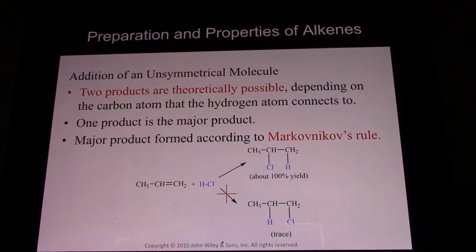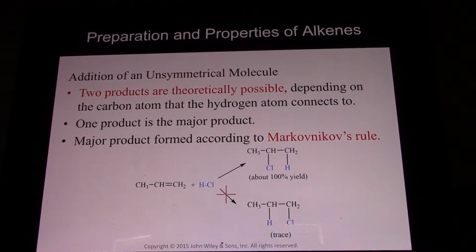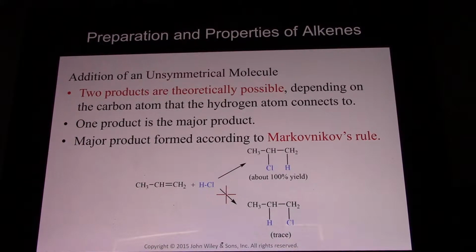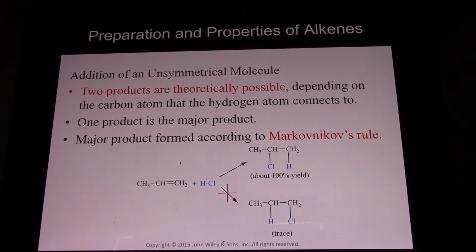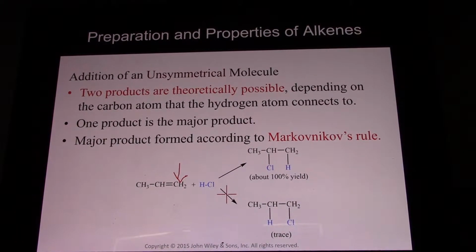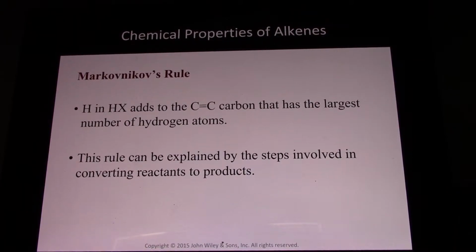Addition of an unsymmetrical molecule. Two products are theoretically possible. And here we're going to use Markovnikov's rule. The hydrogen will go to the carbon that has the most hydrogens. In reality, what you're doing is favoring the more stable carbocation. And so in this case, this H will go to this carbon because it already has two H's. And so if you just remember that the hydrogen goes to the carbon that already has the most hydrogens, it'll give you the correct product.